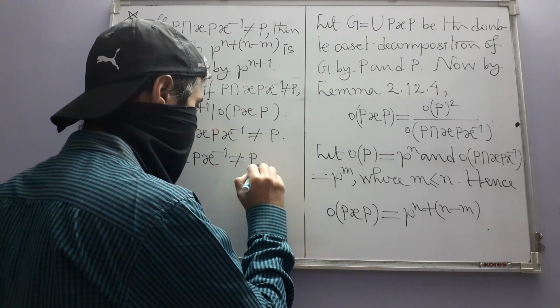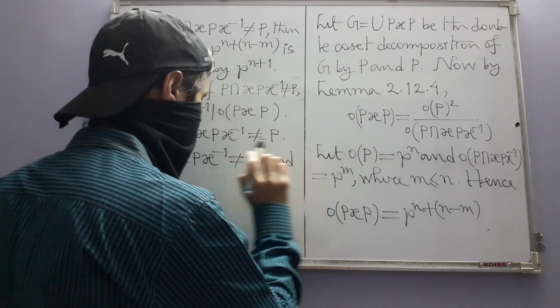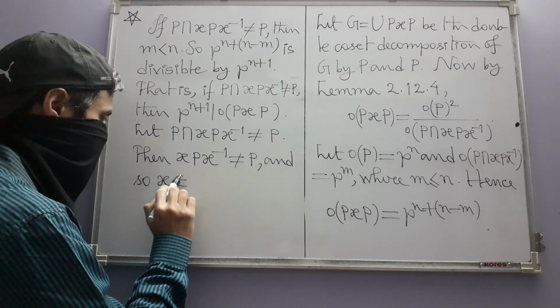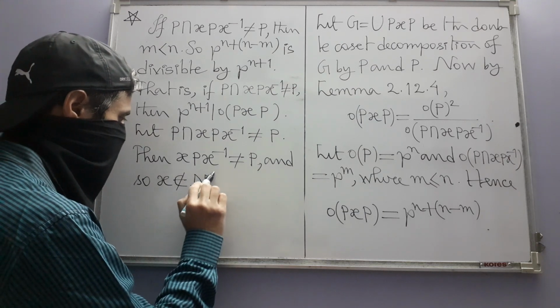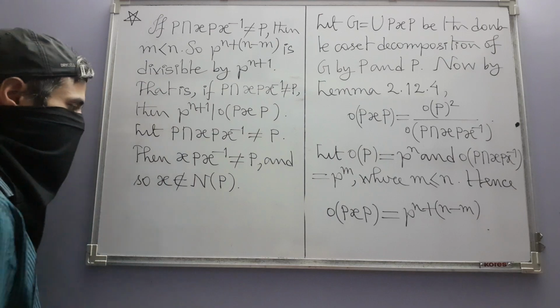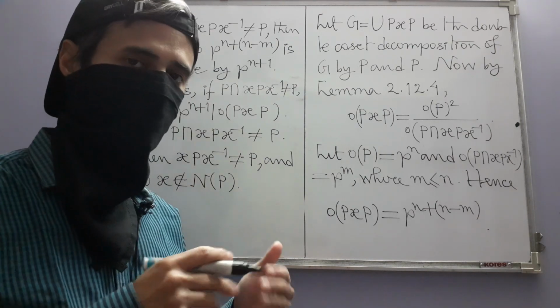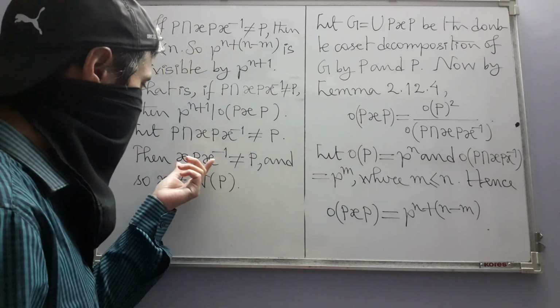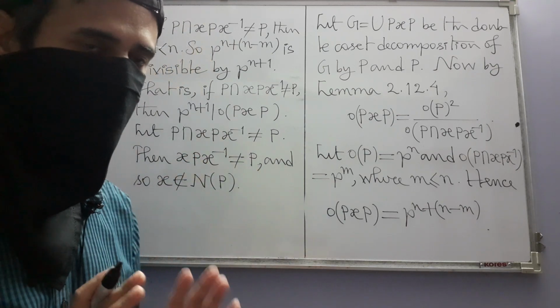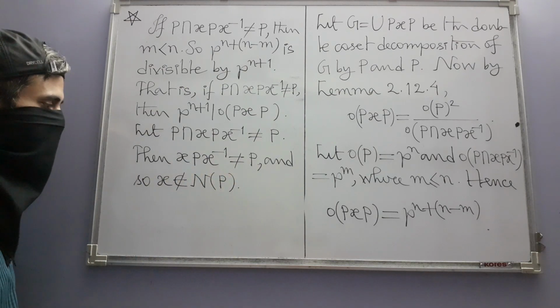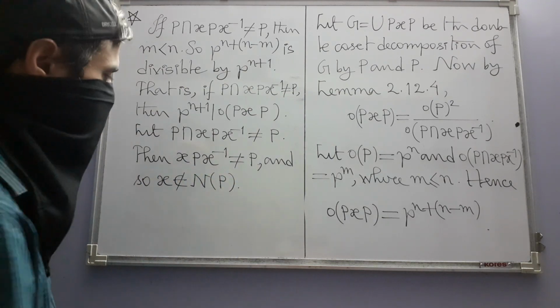And so x does not belong to the normalizer of P. Because you see, by definition, the normalizer of P consists of those elements x for which xPx⁻¹ is equal to P. So if this is not equal to P, then x is not an element in the normalizer of P.